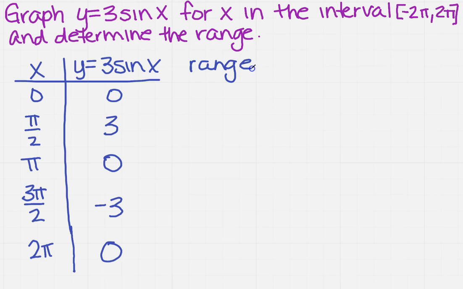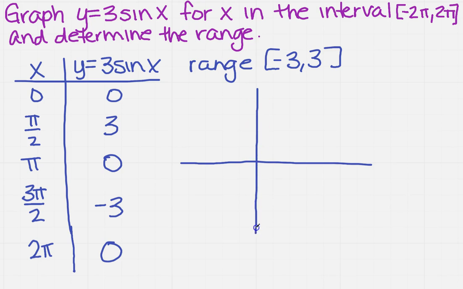And you can almost always find the range based on your table of values if you have done a table of values. Now, how would that look on an actual graph? Well, there's your key points. We've got 0, and then I've got pi is also 0, and then I've got 2 pi is 0. Well, that means if you're going the other way, then your negative pi is going to be 0, and your negative 2 pi is also going to be 0.